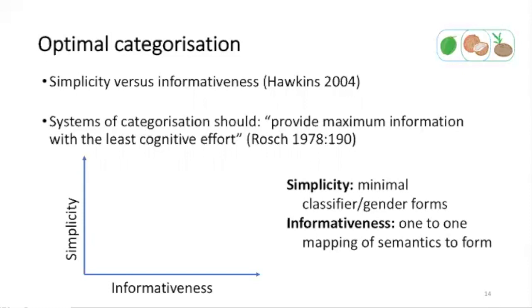Now, classifier and gender systems both work as means of categorization, which is a tool for understanding the world. Effective categorization systems need to be simple in order to minimize cognitive load, and informative to maximize communicative efficiency. In reality, there's always a trade-off between these two principles. In our view, a simple system is one that has minimal classifier or gender forms. An informative system has a one-to-one mapping of semantics to form.